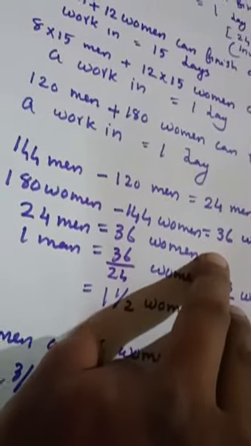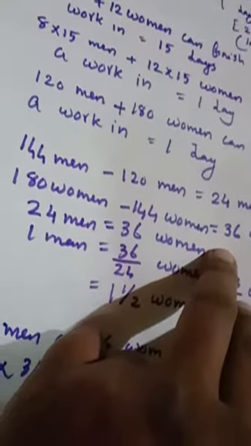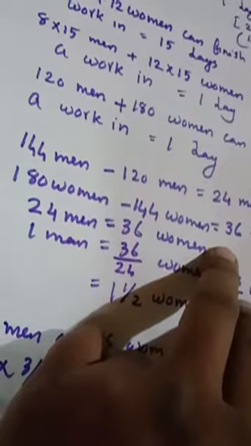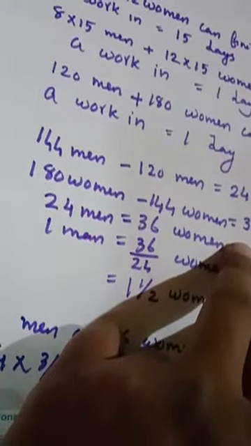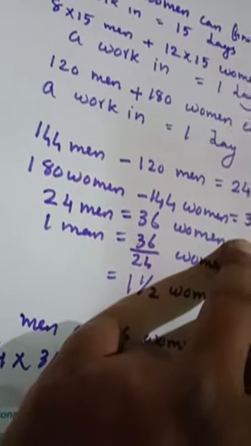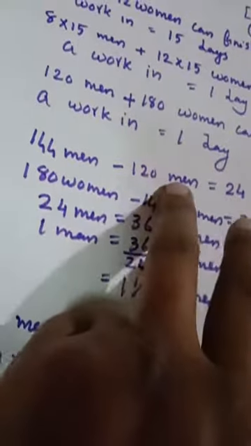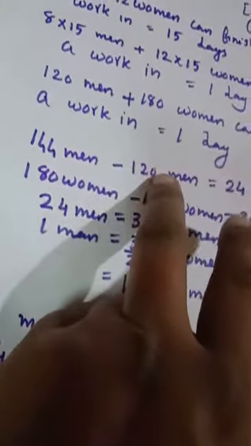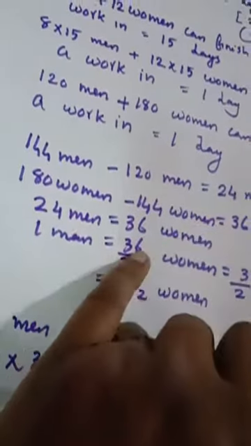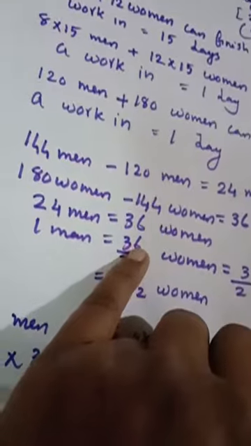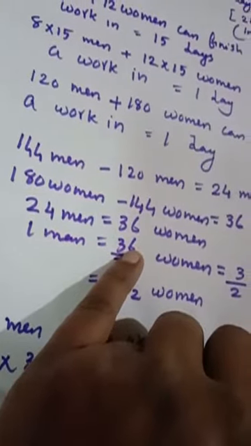In the previous question, men or boys like that were given. Here, plus is given, 8 men and 12 women like that. We want to separate them. That's why we are subtracting here. 144 men minus 120 men, 24 men. Then write 24 men is equal to 36 women.